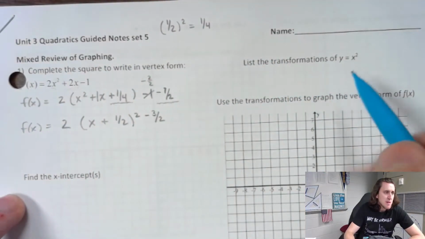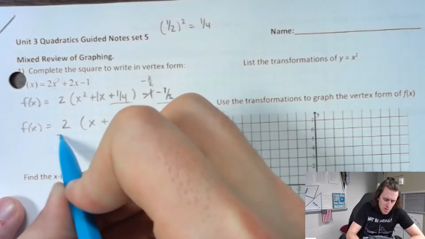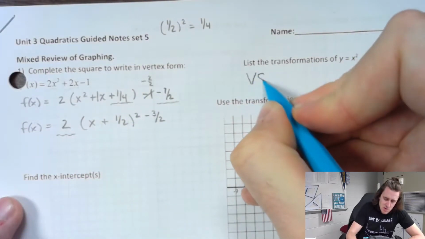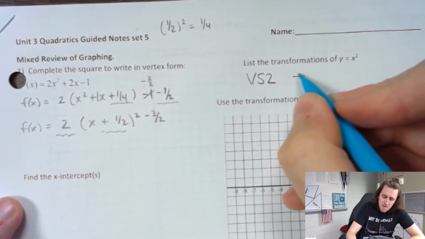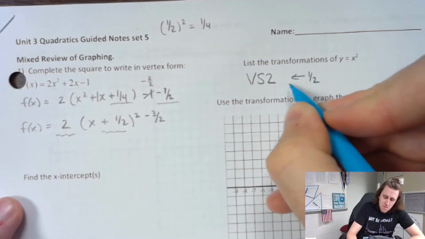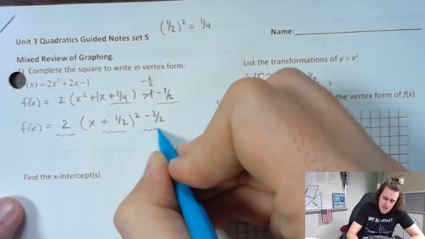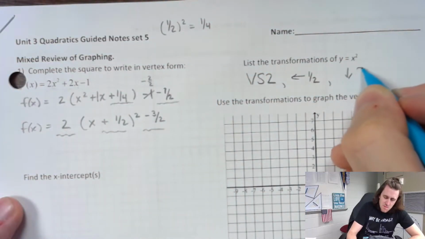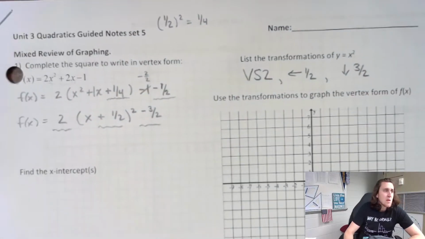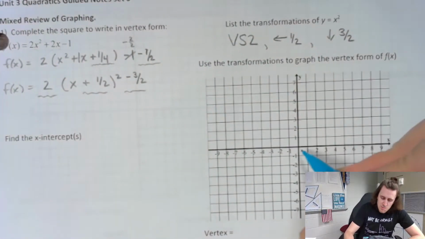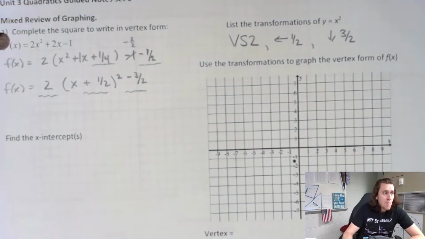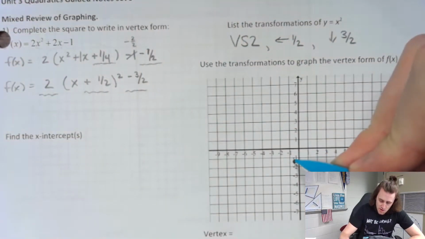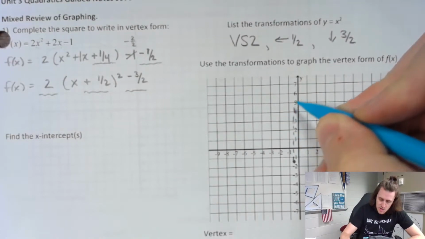You can list out the transformations. This 2 in the front is a vertical stretch of 2. Going left a half, and down 3/2. So on our graph, we can go left a half, down 1.5, and then we'll draw in our axis of symmetry.